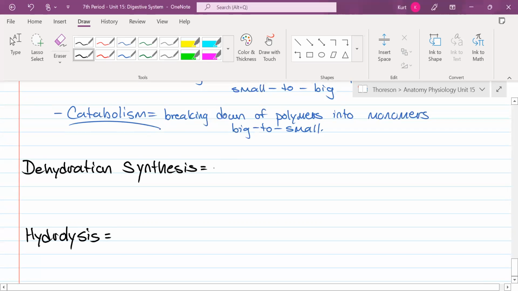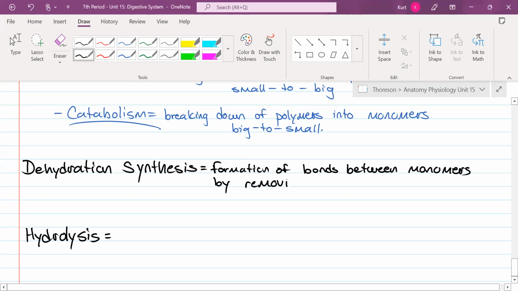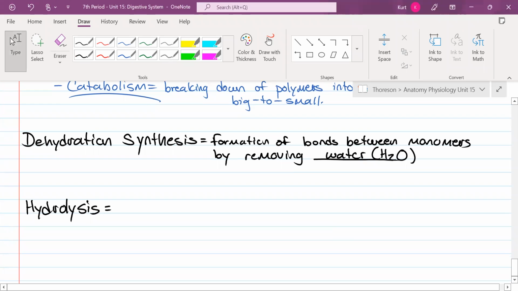Dehydration synthesis is the formation of bonds between monomers by removing what molecule? Water. H2O. And it's important to know that water is H2O for what I am about to show you. Now, if you are building up molecules, you're forming bonds between monomers. You're building up. Is this catabolism or is this anabolism? This is anabolism.